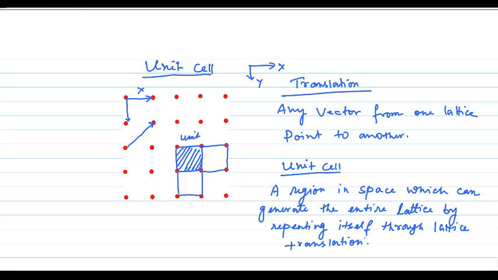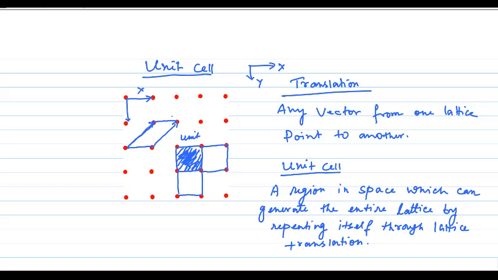You can take a unit, a single unit like this, the shaded one over here, right? And if you repeat this, we have seen that the entire structure, the entire crystal can be generated. You can choose any other points also to generate a unit cell. For example, this is also a translation, right? So this would also give you a unit cell.